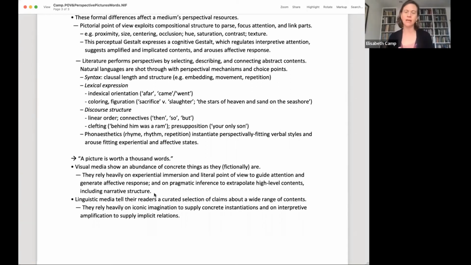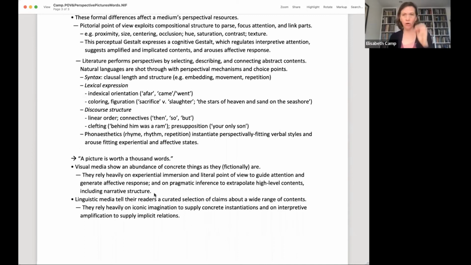The lexicon plays a really important role. We do have elements that have a pretty close analog to indexical point of view in the form of, you know, here and there, came from afar, went. They're called perspectival terms sometimes. Also, we see the more high level coloring and gestalt features in operation in the choice of vocabulary. So for instance, describing what happens to Isaac as a sacrifice rather than a slaughter, right? The metaphor of the stars of heaven and sand on the seashore, right? These suggest interpretive perspectives in certain kinds of ways.